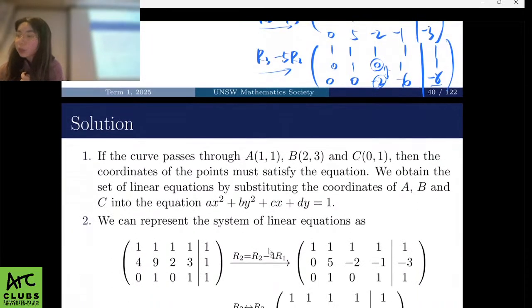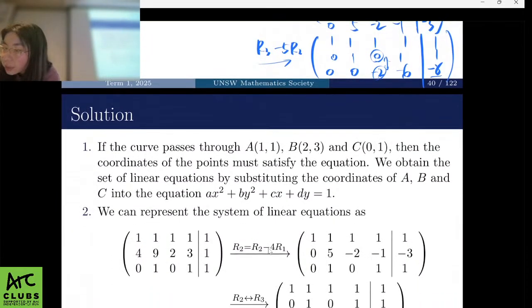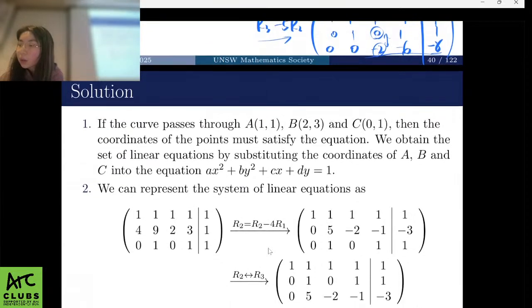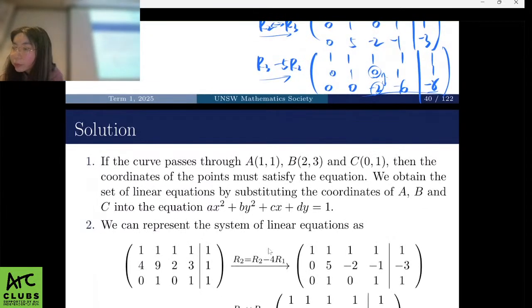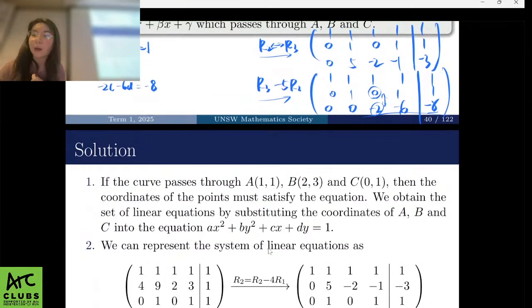So what we can do is, actually we can simplify this further, but we would really have A plus B plus C plus D is equal to 1, B plus D is equal to 1, and negative 2C minus 6D is equal to negative 8. Since we know there are infinitely many curves, we can just find any random curve. One such curve is if we let D be equal to 1, and then we want to find the corresponding C.